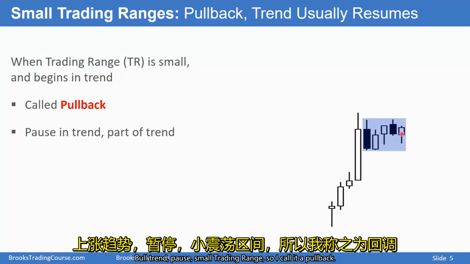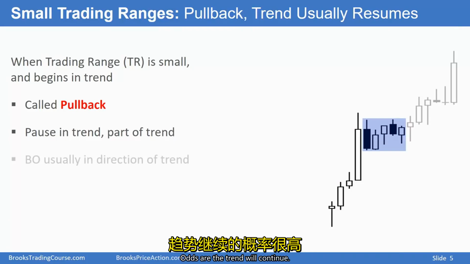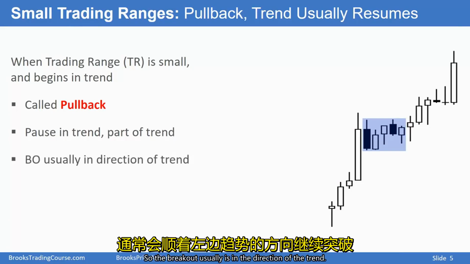Bull trend, pause, small trading range, so I call it a pullback. Odds are the trend will continue. So the breakout usually is in the direction of the trend.